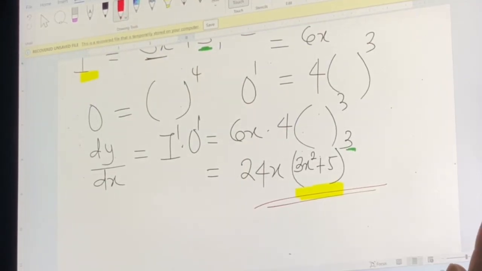All right. Now let's consider the next function, which is exponential function.